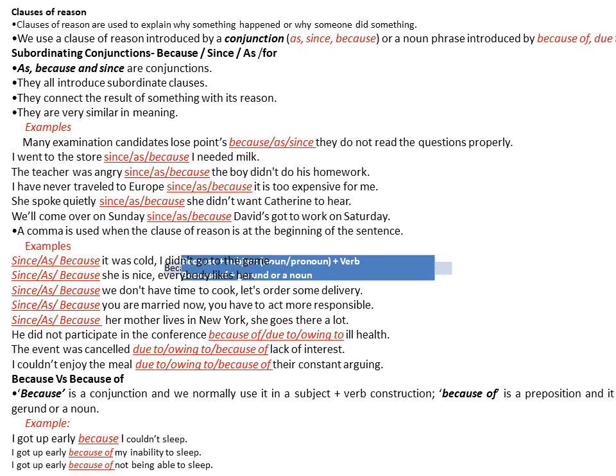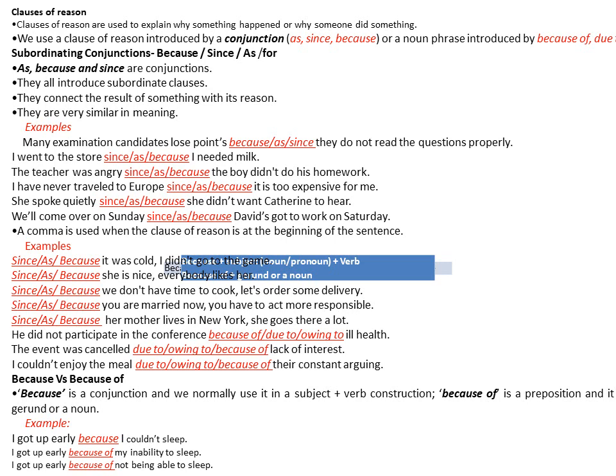Let me add another: since, as, because her mother lives in New York, comma, she goes there a lot. This is one adverbial clause of reason, dear students. The second part of this one is again also for.